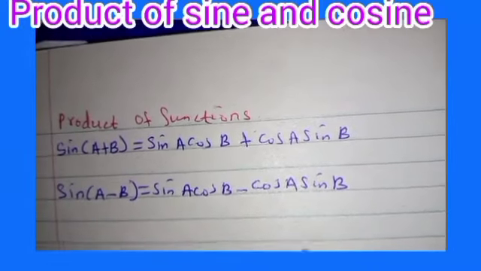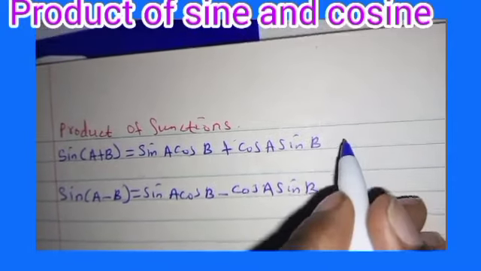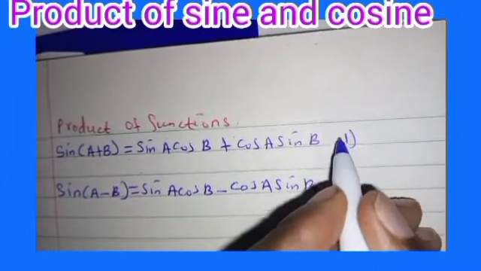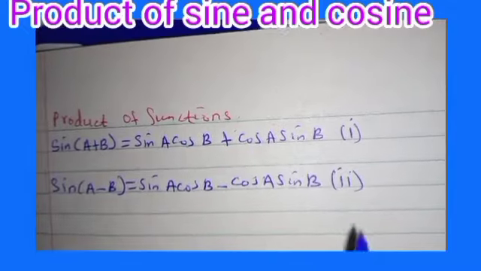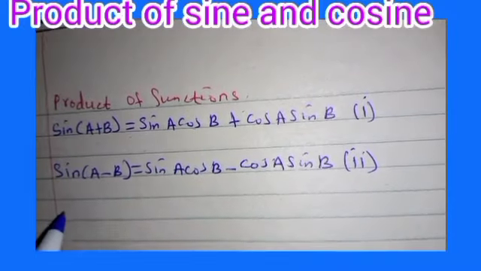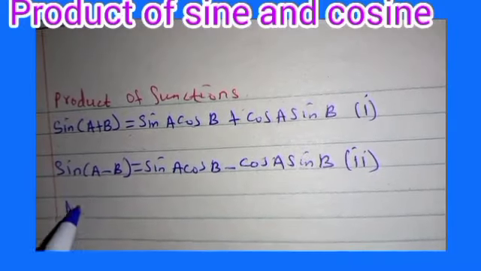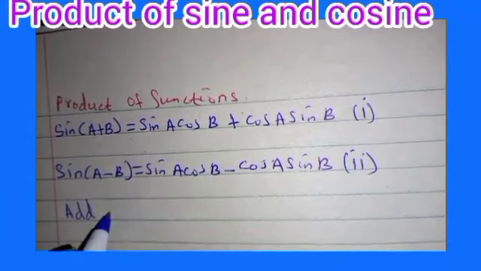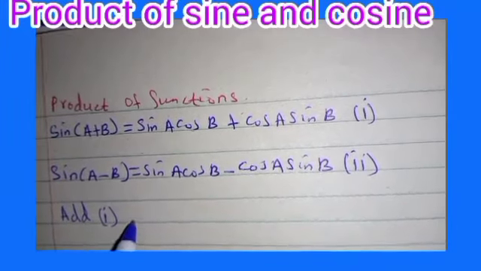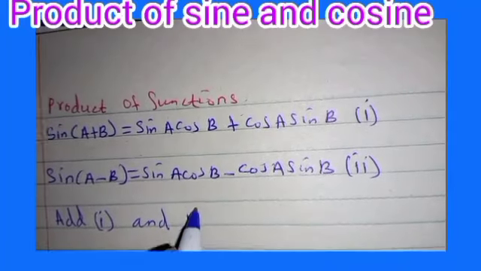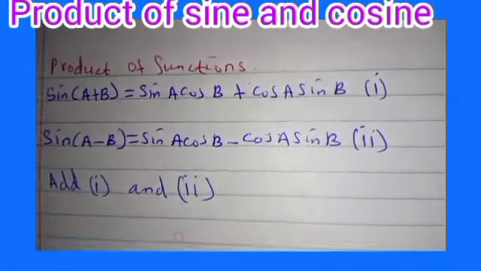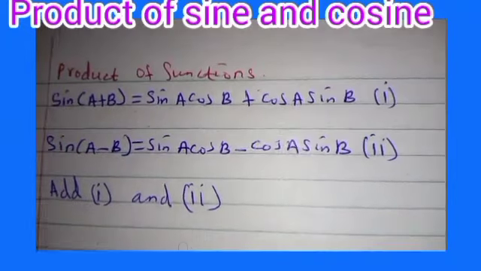From these two, we can add them. You can call this one equation 1, and the other one equation 2. So what we are going to do is add equation 1 and equation 2.